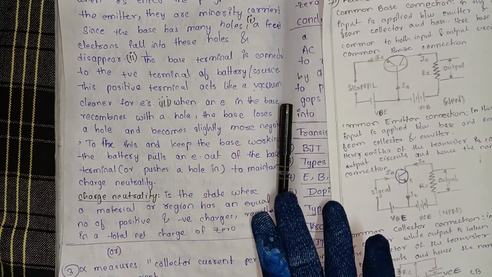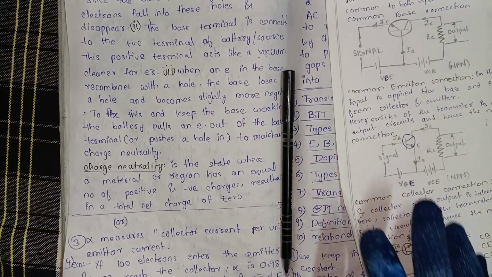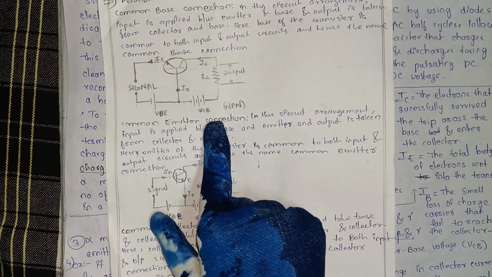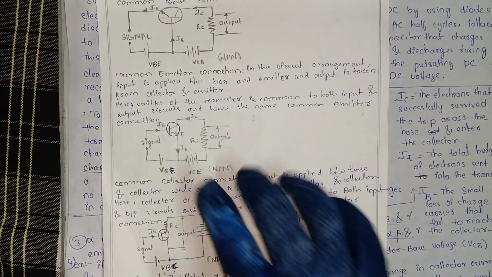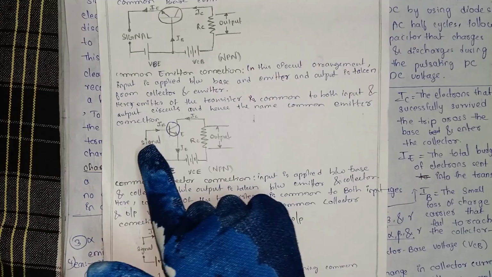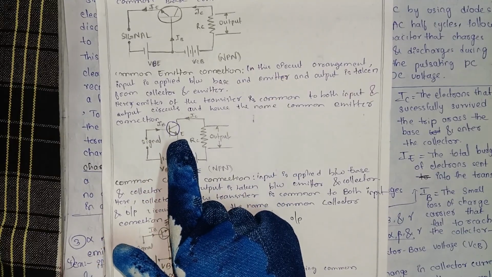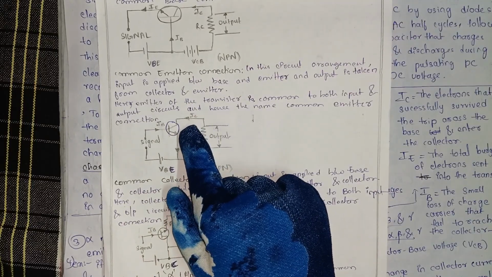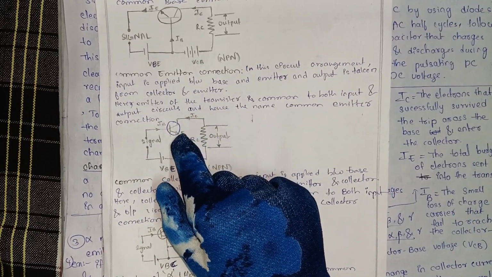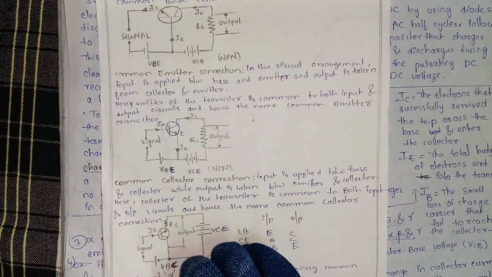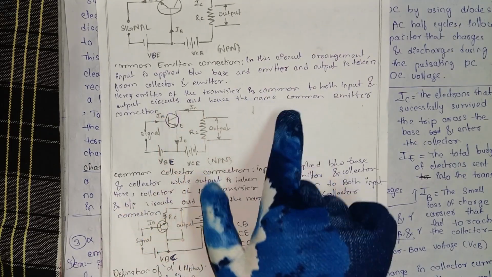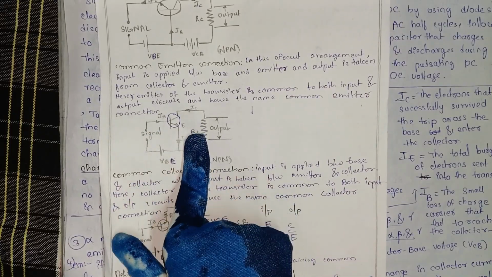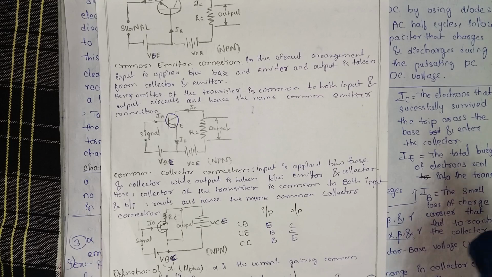Next we will see the common emitter connection. In this circuit arrangement, input is applied between base and emitter, and output is taken between collector and emitter. Here the emitter of the transistor is common to both input and output circuits, and hence the name common emitter connection.